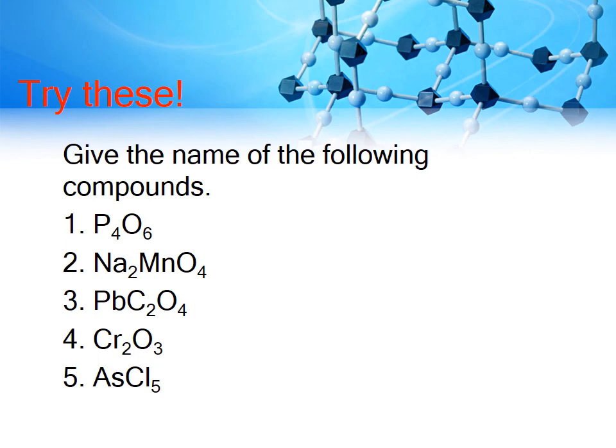Now that we're done discussing the rules in naming binary and ternary compounds, try giving the name of the following compounds: P4O6, Na2MnO4, PbC2O4, Cr2O3, and AsCl5.